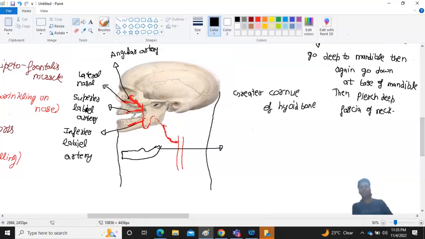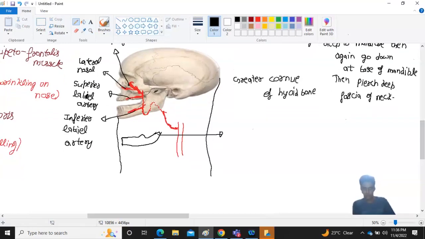There are another four branches of the facial artery. We can draw here. These are going to different regions. So we draw here like this, a similar pattern. Not only this region, basically these go to different regions.